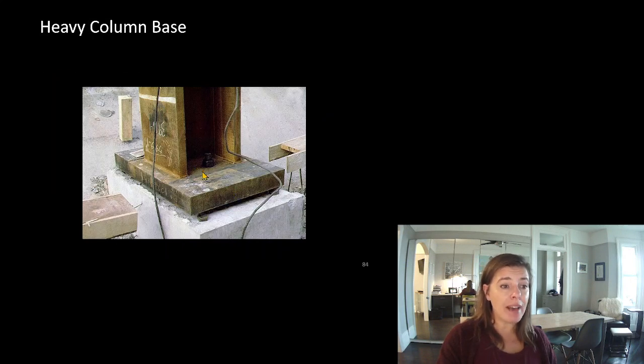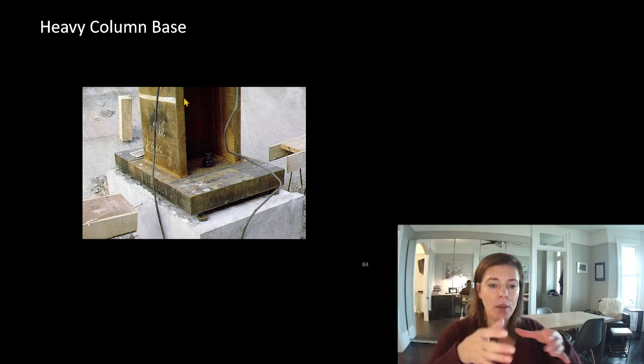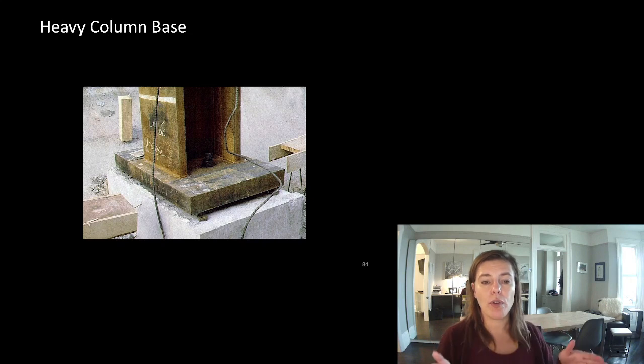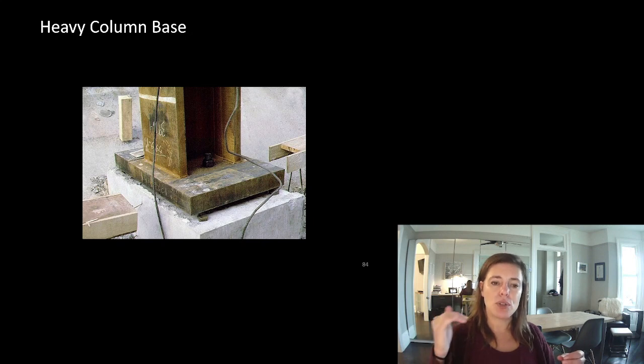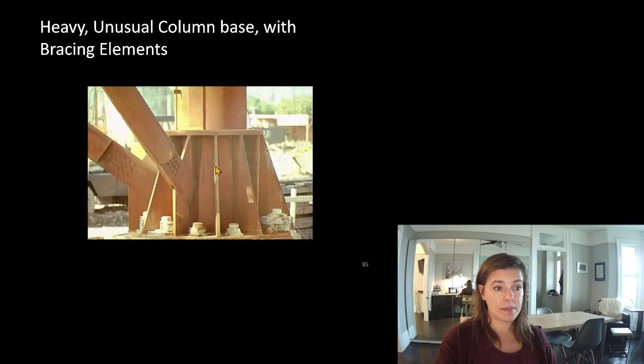Here's a really heavy column base. Look at the thickness of that piece of steel. It's massive. You can imagine the loads coming down. We want to spread it out over a bigger area. If we have a load over a bigger area, we reduce the stress or the pressure on the underside of that base plate, meaning that's what stops us from failing the concrete.